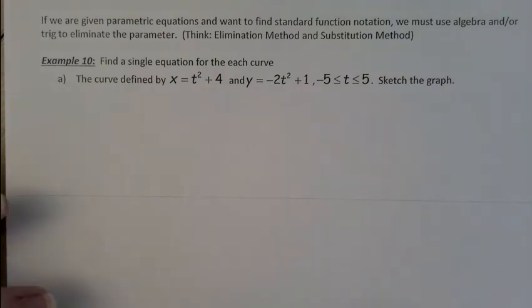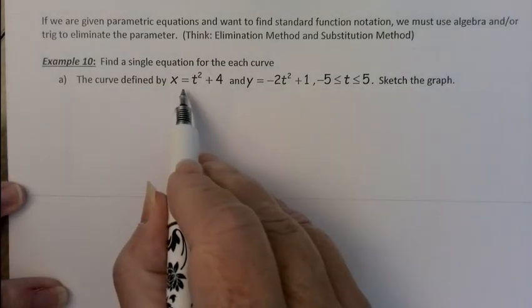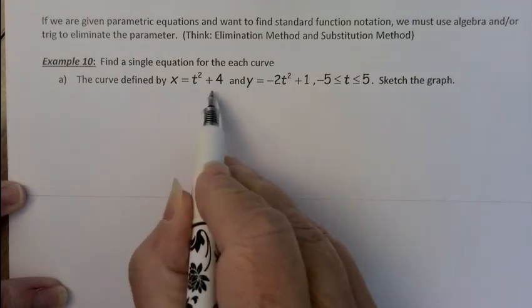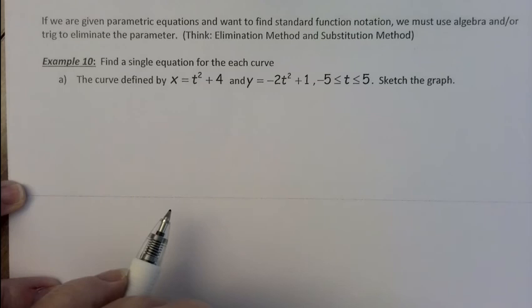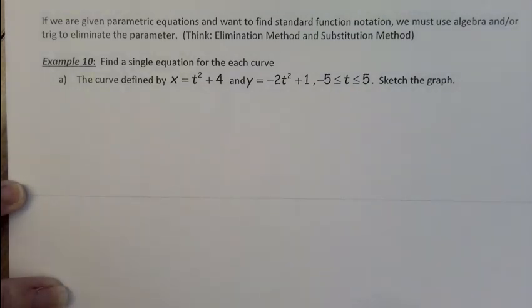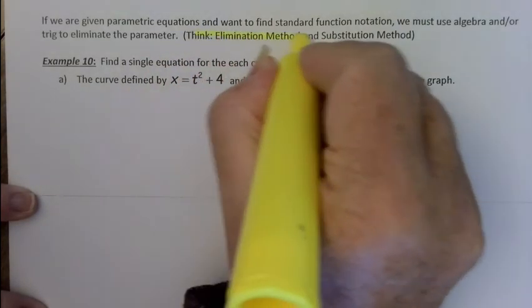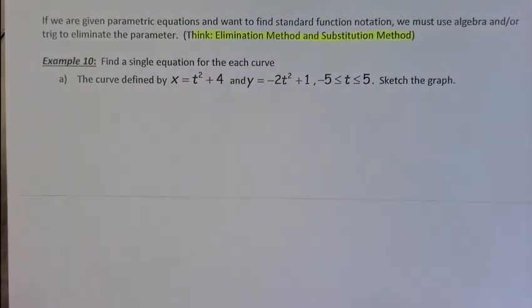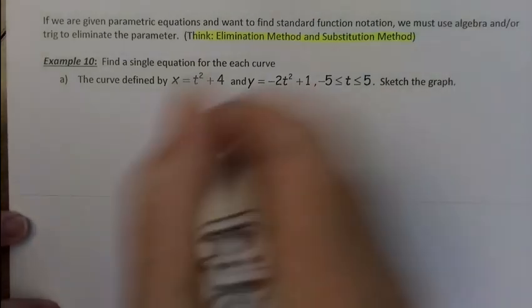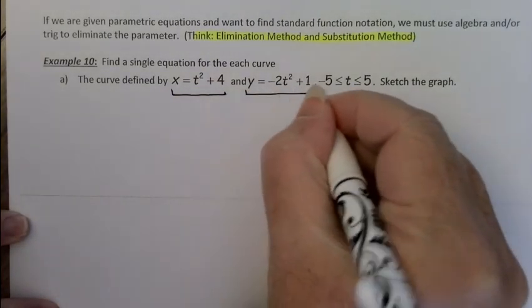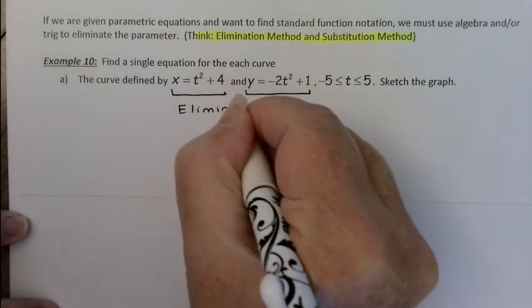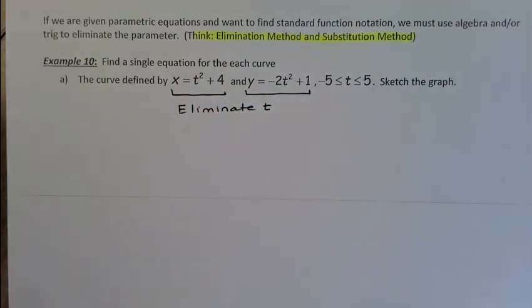So in example 10, I have a curve defined by the two parametric equations, x equals t squared plus 4, and y equals -2t squared plus 1, between -5 and 5 for t. Okay. I'm going to try and go backwards this time. I would like to see if I could figure out what the xy equation looks like. The little hint up here, we're trying to eliminate the parameter, eliminate the t. So think about those old substitution and elimination methods that we know. And my goal is to take these two equations and eliminate t. That way I'll have an equation with just x's and y's in it.